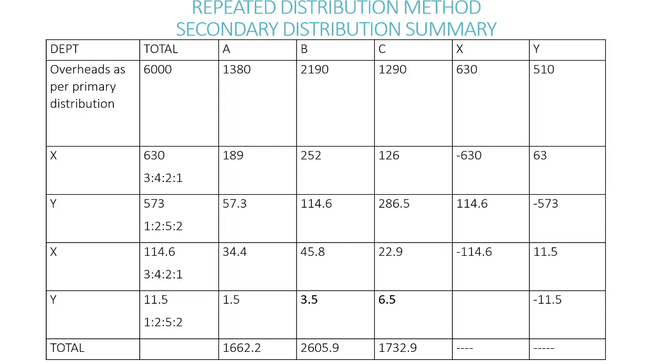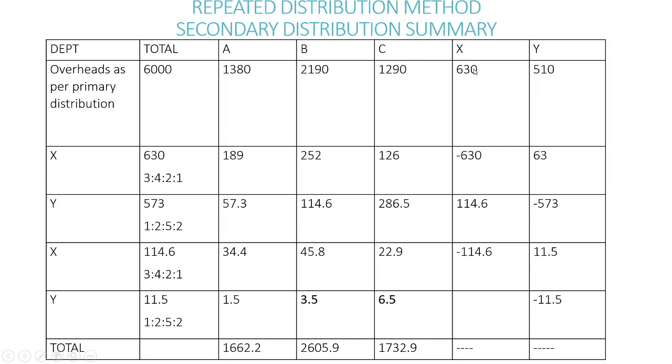Now, the repeated distribution method, secondary distribution summary. The columns are the department, the total, and A department, B department, C department, X department and Y department. To begin with, overheads as per primary distribution. We have the overheads of A department 1380, B department 2190, C department 1290, X department 630 and Y department 510.